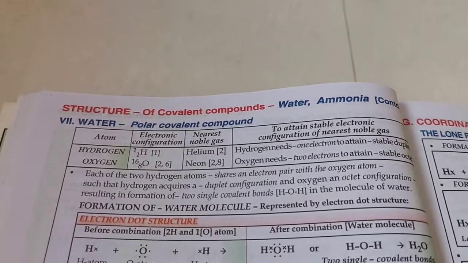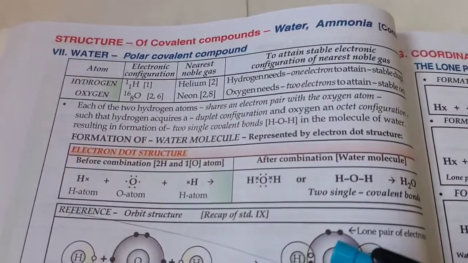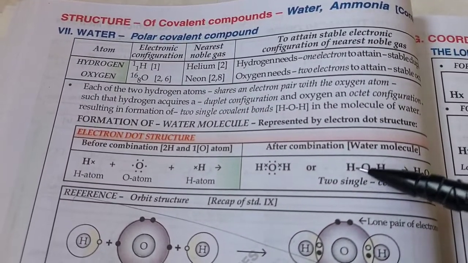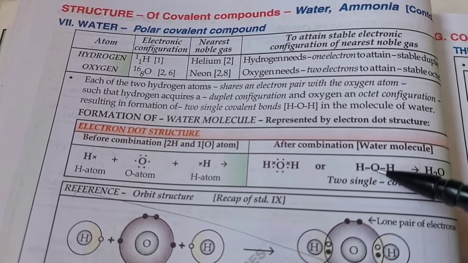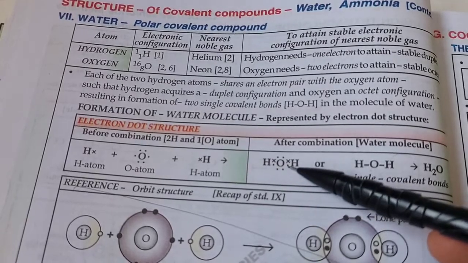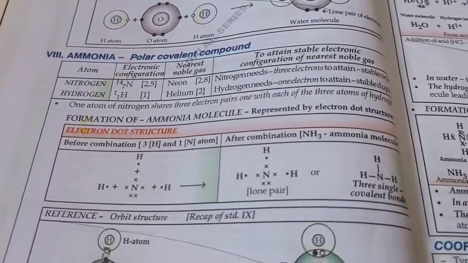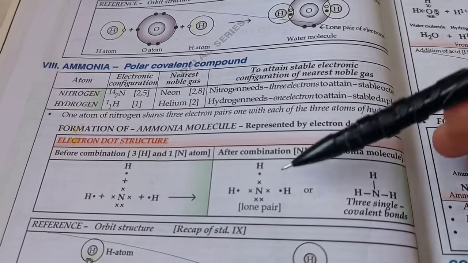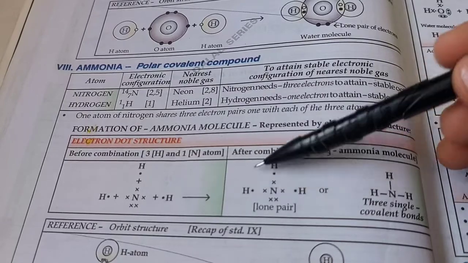Now let's study 2 polar covalent compounds. One is water. As already explained, in water we have 2 single covalent bonds. It's not a double covalent bond, it's 2 single covalent bonds. 1 pair of electrons each with each of the hydrogen atoms. So we have 2 OH bonds. And in ammonia we have 3 single covalent bonds. Nitrogen is sharing a pair of electrons with each of the 3 hydrogen atoms.